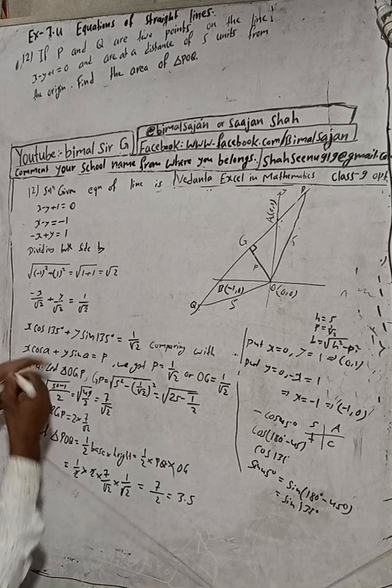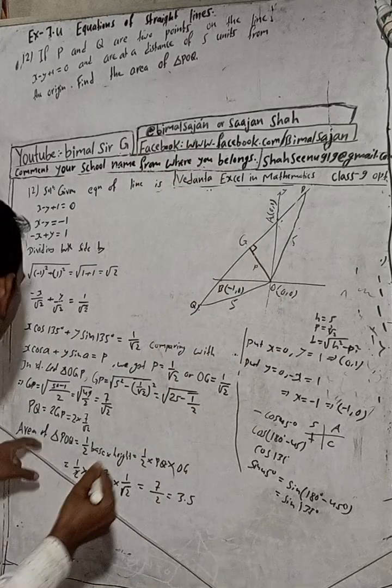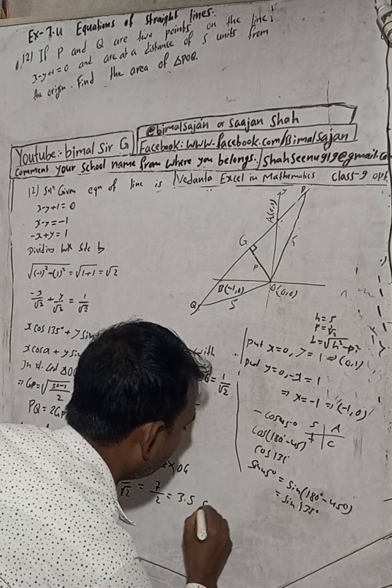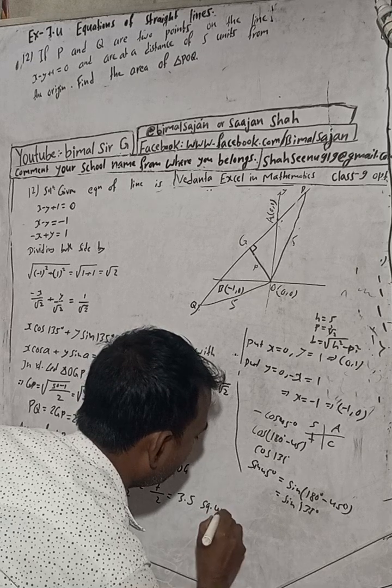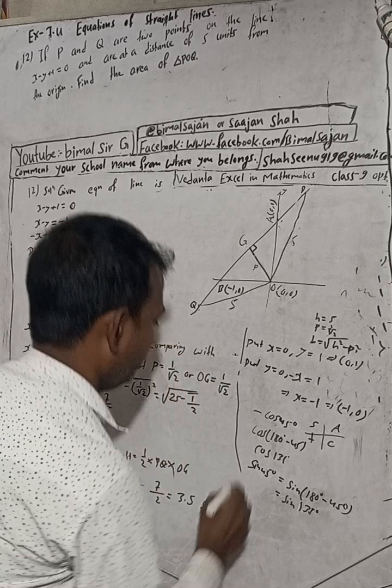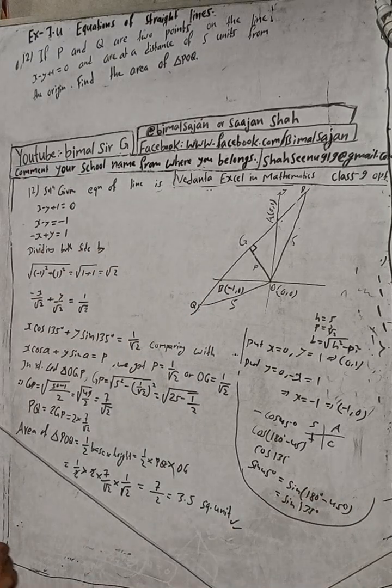3.5, and since no units are given, we can write square units because this is the area. This is our solution, this is our rough work for you all. The answer in the book is given as 3.5 square unit. So dear students, this is the concept in this question.